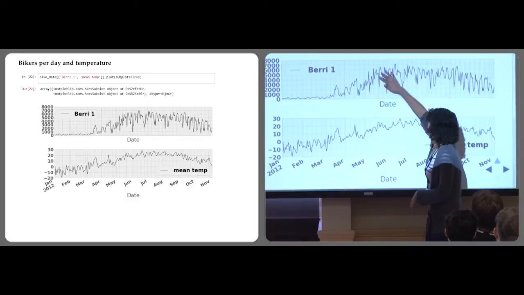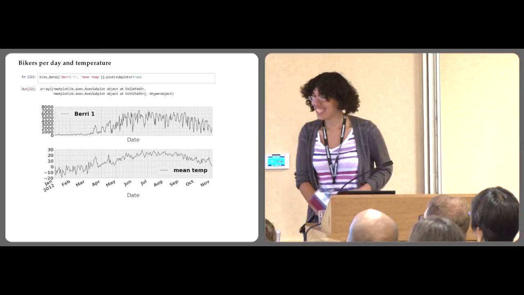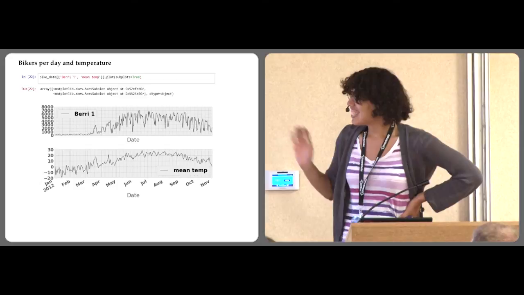But this, because I remember this, it was really nice. And I was on vacation and I was angry because it was like 25 degrees in March. Like, not okay. So this is a good story, right? In this graph.